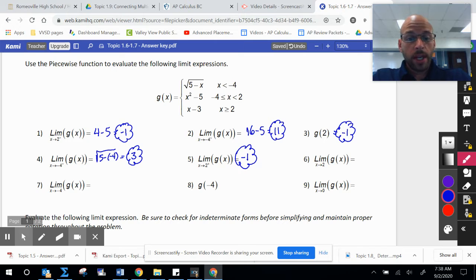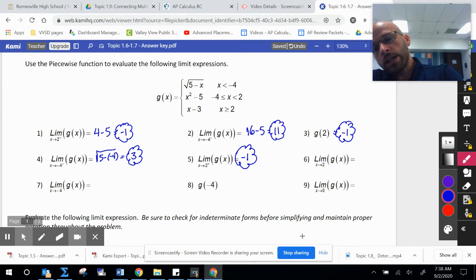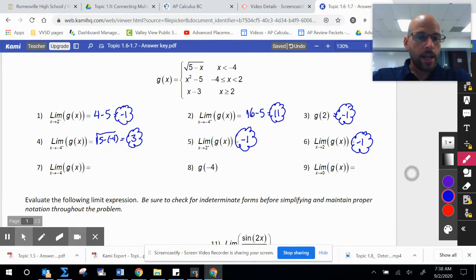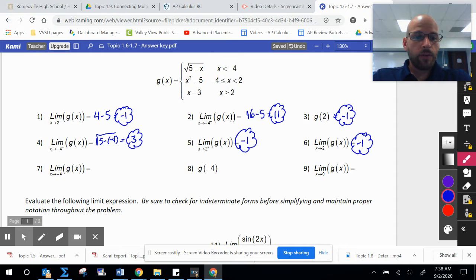2 is, so that's a two-sided limit. So we've already, for question 1, we did 2 from the left. And for number 5, we did 2 from the right. Those do give me the same value. So I do get a two-sided limit does exist, and it will be at the same value, -1. -4, I think we did -4 from the left was 3. -4 from the right was 11. So in this case, this does not exist.